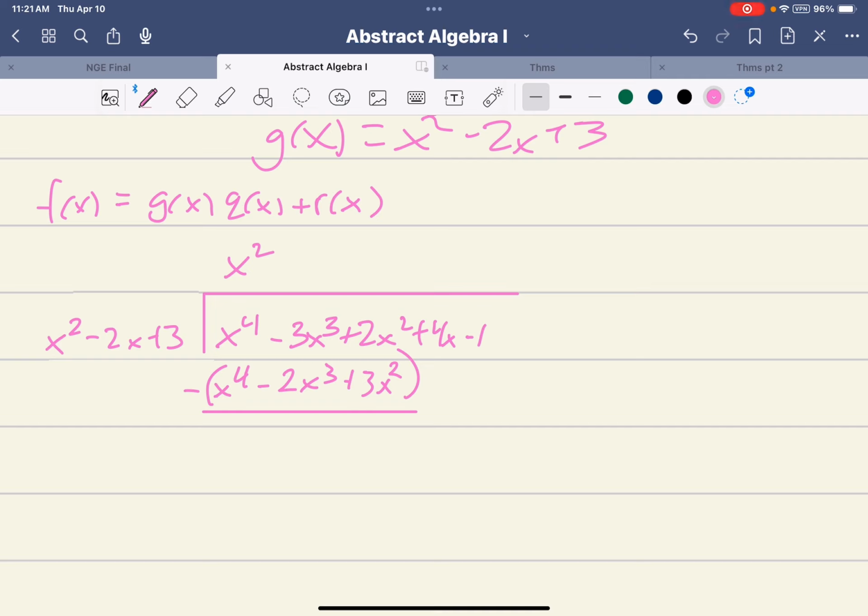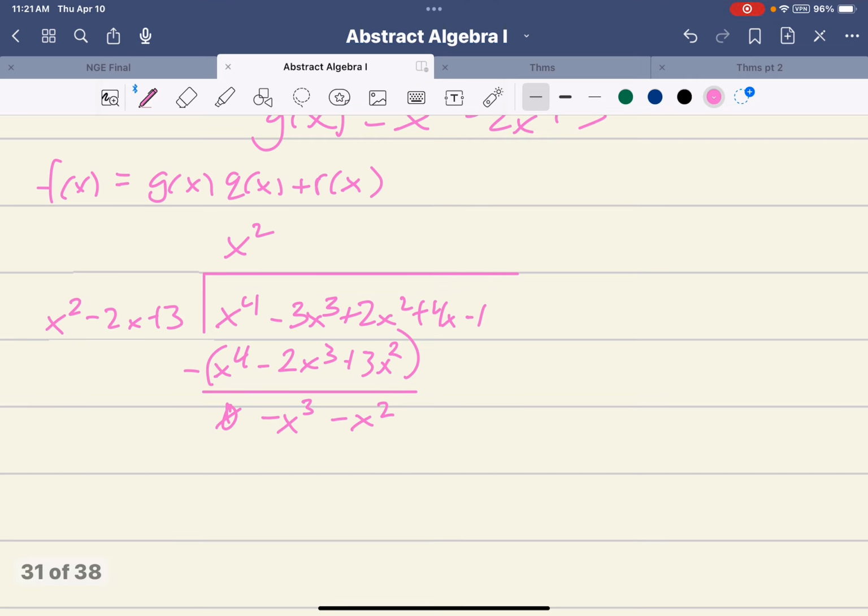x to the fourth minus x to the fourth gets you that 0. Perfect. Now we have negative 2x cubed. So this is going to be positive, so we're going to get a negative x cubed. I hope that makes sense, right? Negative 3 plus 2. Boom. And then we're going to have positive 2x squared minus 3x squared. That's going to get you a minus x squared. I think, I hope, pray.